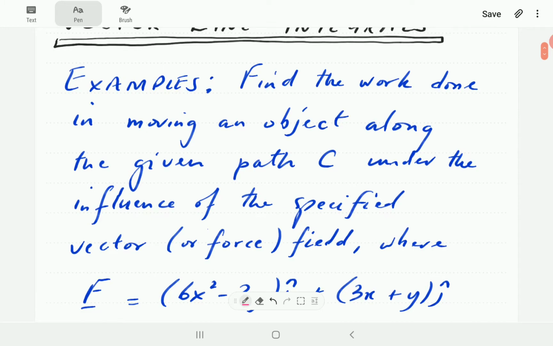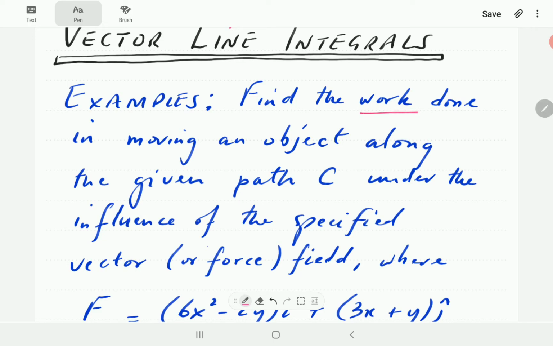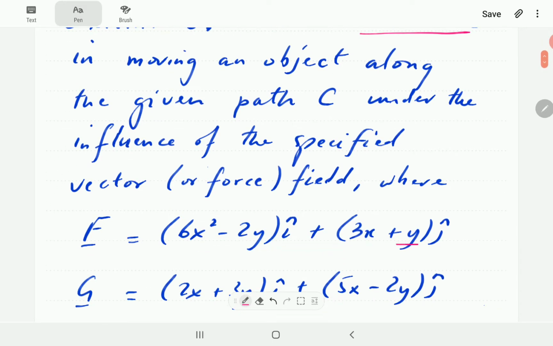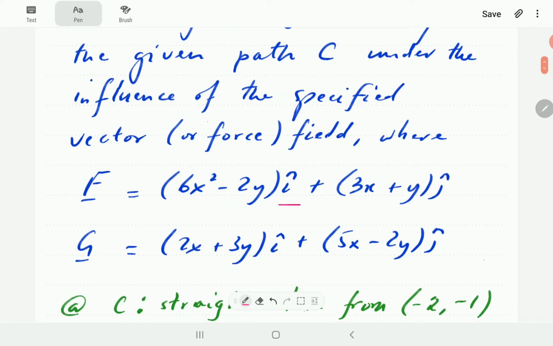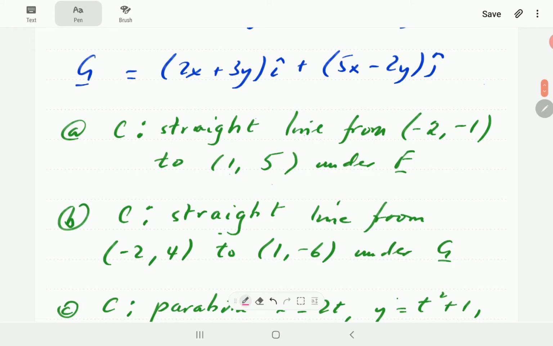All right, so one of the main applications of the line integral in real calculus is to find work done. So in these examples, we're going to find the work done in moving an object along a given path, which we're going to call C, under the influence of a specified vector field or force field. We're going to look at these two force fields in our examples. So the plan for this video is to cover A and B.